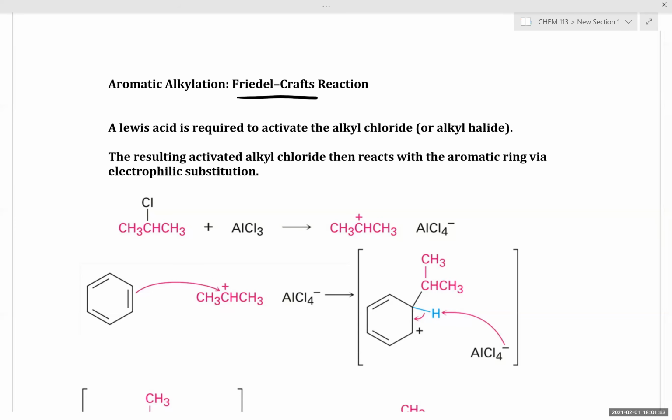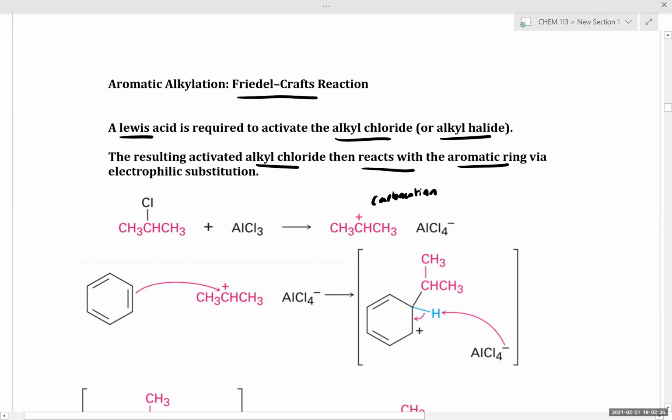First, in order to generate a reactive carbon electrophile, a Lewis acid is required to activate an alkyl chloride or any other alkyl halide besides fluoride. The resulting activated alkyl chloride will in turn react and generate a carbocation. This is going to be our reactive electrophile for the Friedel-Crafts alkylation. This resulting carbocation will react with the aromatic ring via electrophilic substitution.